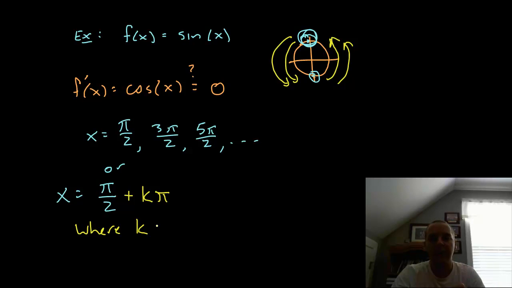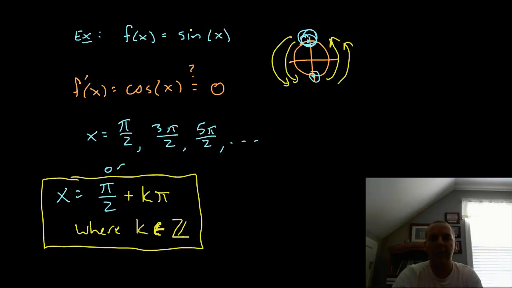Now you can either say that in English, where k is any integer, or I'll just use some math symbols here. The bold letter Z stands for the integers, and this little symbol here that looks like a bent arrow almost means that k is included in the set of integers. So that's a little new math notation for you there. So this would be the set of all your critical points for the sine function there. We get lots and lots of them.